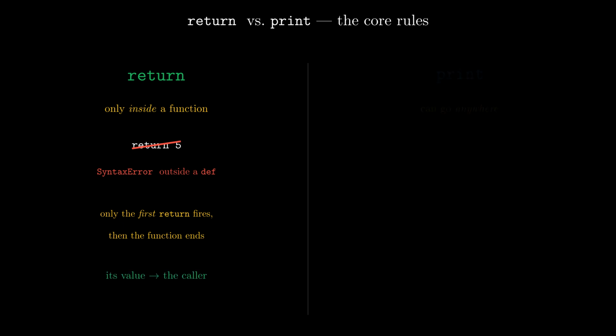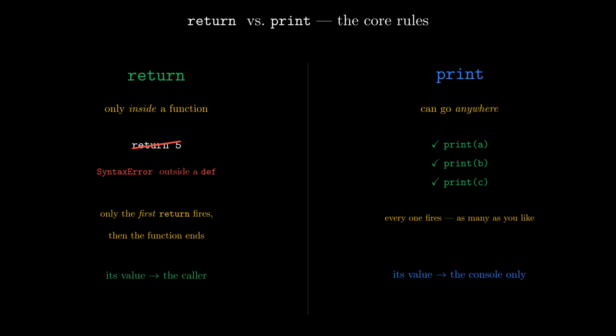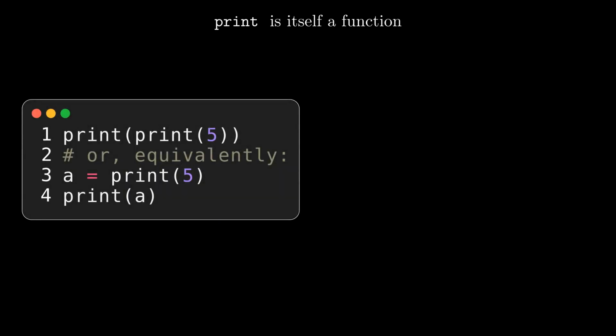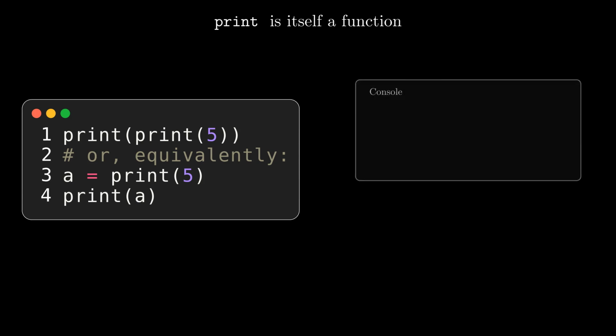Return's value travels back to the caller. Print's value only lands on the console and goes no further. Here is the twist that ties it together. Print is itself a function. It has all the signs: a name, print, parentheses, and an argument like 5. So what happens if we wrap one print inside another?